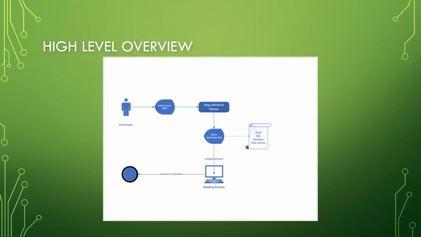Yeah. So this is the basic overview that I'm envisioning. The developer or analyst will be on a user interface and define the source data, and then from that source data will map the attribute names. So this is where I was saying, you have an XML or an Excel file with 10 columns, but you want 4 specific columns. That's what I mean by mapping the attribute names.